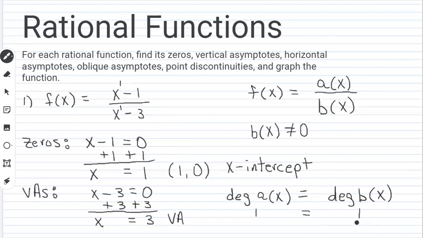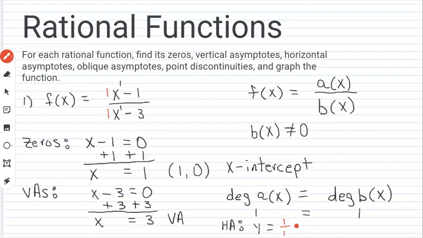So if that's the case, we're going to take the leading coefficients and put them on top of each other. So for our horizontal asymptote, we're going to take the leading coefficient of the top and put it on the top of the fraction. The leading coefficient over here is, well, there is no leading coefficient, so we just let that be 1. And then we have 1 over 1.